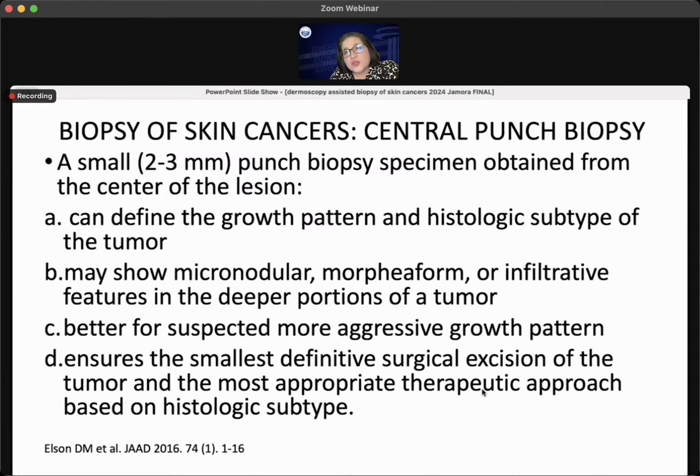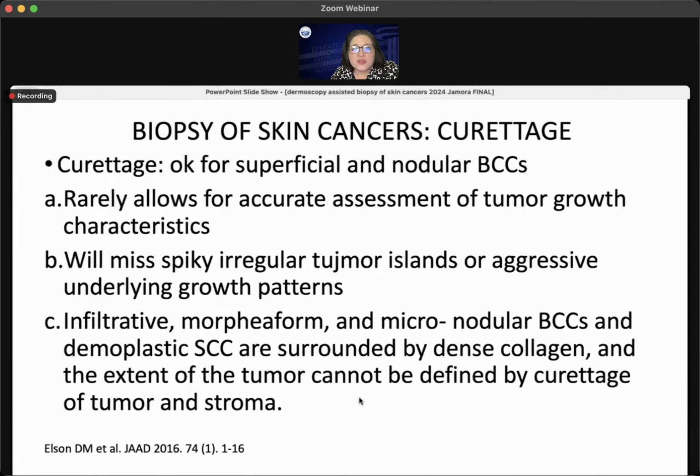So the surgeon is therefore free to see the edges of the biopsy if you just take it from the center, okay? Now, curettage is not ideal. I highly discourage curettage. You may do this for superficial or nodular BCCs. Some surgeons do curettage for debulking first or outlining the margins before they do the final excisions. But for biopsy, please do not do curettage. It really rarely allows for accurate assessment of tumor growth, and you will miss spiky tumor islands or aggressive underlying growth patterns, okay? So especially for the infiltrating morpheoform and micronodular BCCs or desmoplastic squamous cells, it has a lot of surrounding collagen, so I don't recommend the curettage.